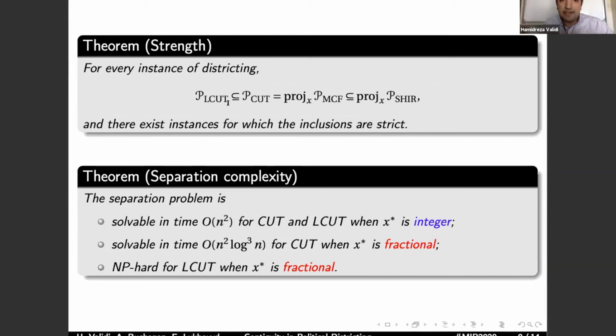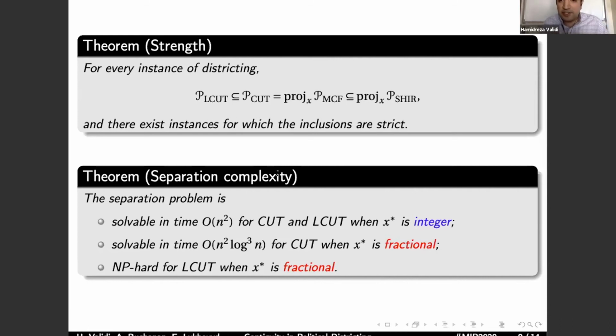And then we show that the cut formulation is actually equivalent to the MCF formulation. MCF is an extended formulation for the cut, and the Shirabe formulation that is usually used in the literature is the weakest one. Now, L-cut and cut are strong, but they have exponentially many constraints. So now I'm going to talk about the separation.